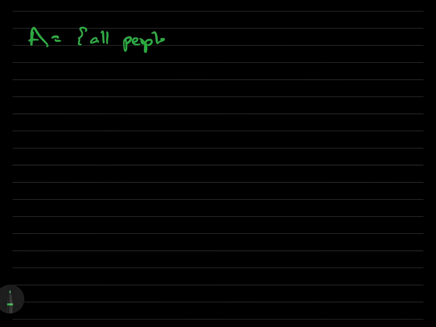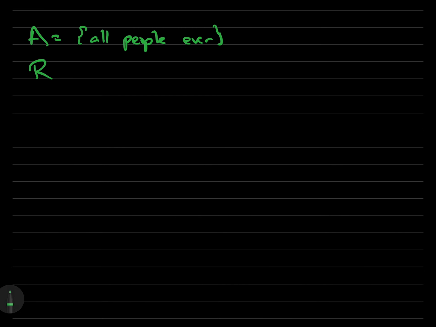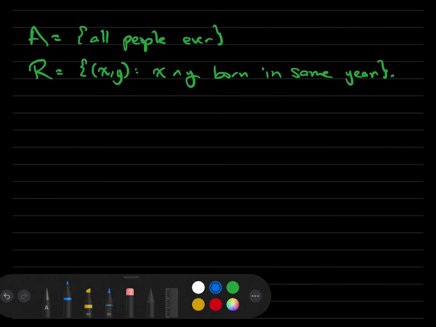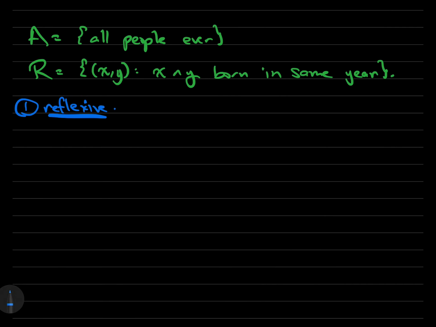Now we'll consider a few more examples. Here's an example that doesn't look super mathematical. Let A be the set of all human beings. And let's define R, a relation on A, to contain all pairs x and y such that x and y were born in the same calendar year. I claim that this is an equivalence relation.